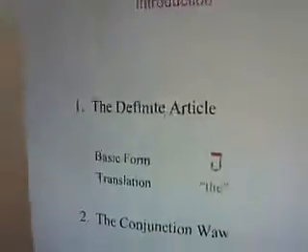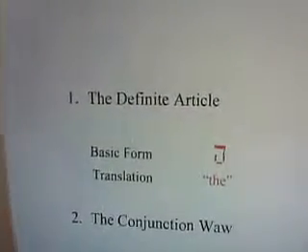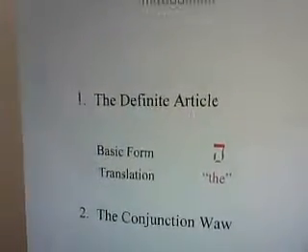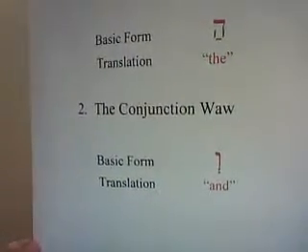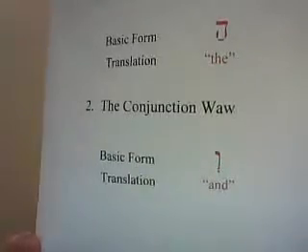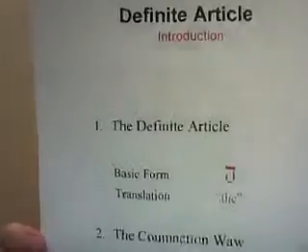The basic form of the definite article, and we translate it as "the," doesn't occur typically separate from the word. It's joined with or prefixed to the word. The basic form of the is hey, patha, and of course it's translated as the. Now I'll go ahead and show you the conjunction wow. It's just the wow with a shewa, and it's translated "and," but we'll talk about that later. Right now I want us to focus on the definite article, which is the hey, patha, and it's translated as the.